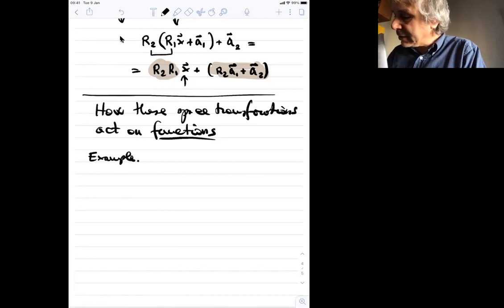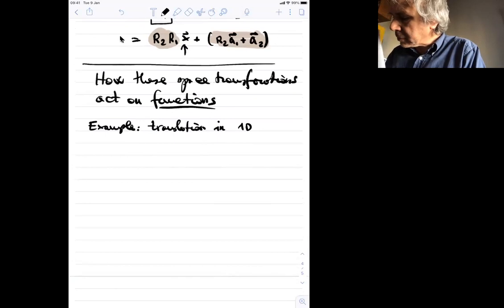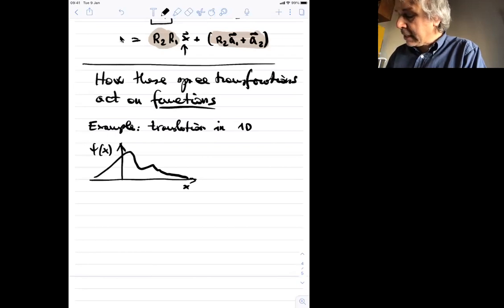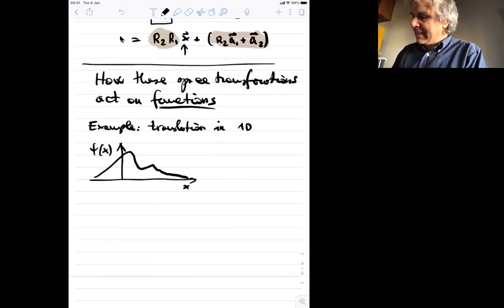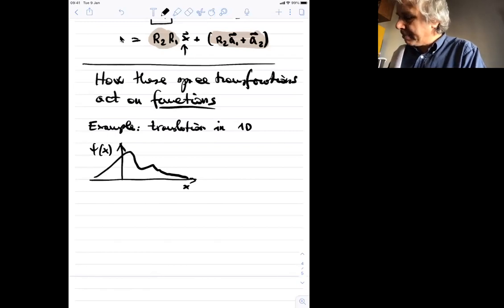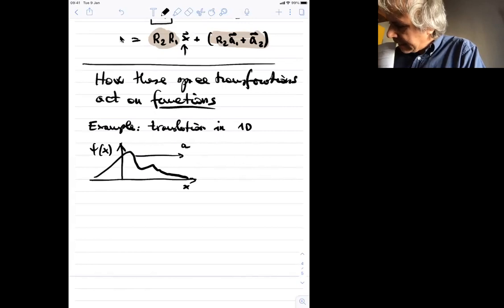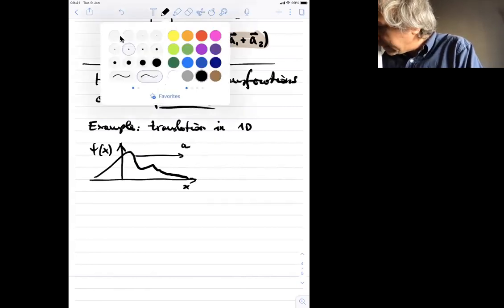Suppose that I have, the example is essentially the translation in one dimension. Okay, so I have some function. I draw it here. Okay, this is x and this is psi of x. What does it mean that I'm translating the function by some value a? Okay, it means that I am getting a new function. Let's see if I can draw it in a different color.